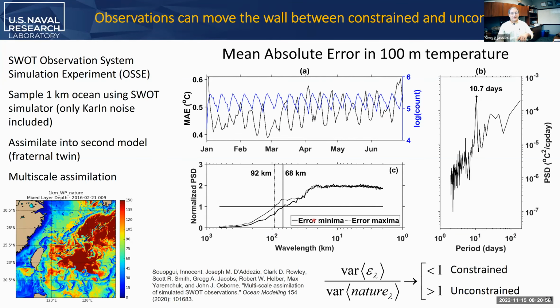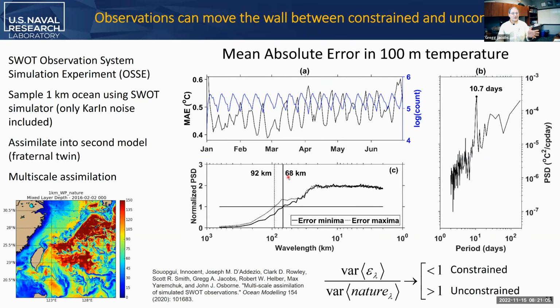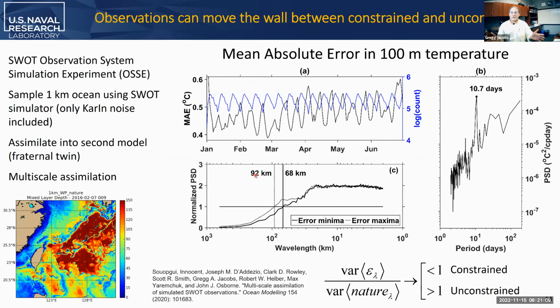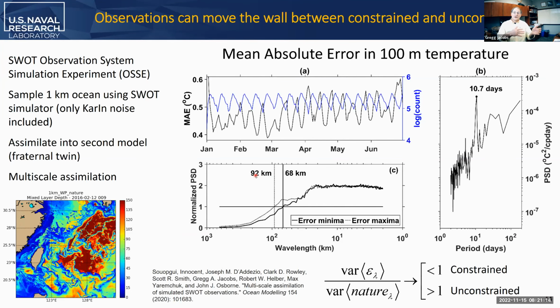So when the errors are at the minima, we have scales of about 68 kilometers separating constrained and unconstrained. And when they're at the maxima, we have scales about 92 kilometers between constrained and unconstrained. So as the data is coming in and the satellites covering the area, we see that the scales in which we have skill go down.